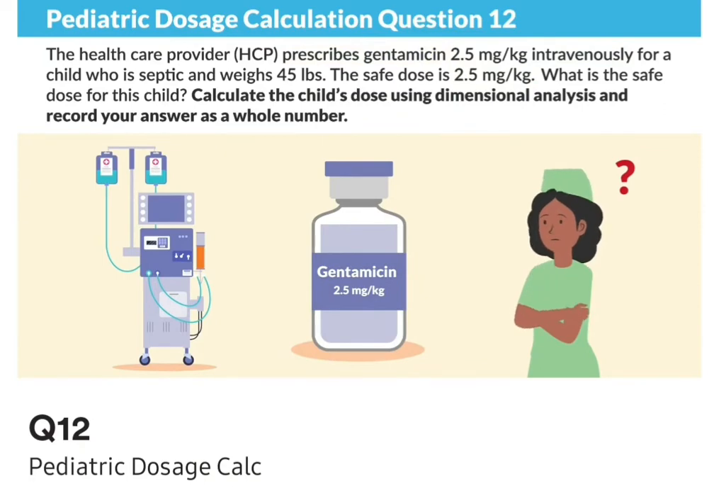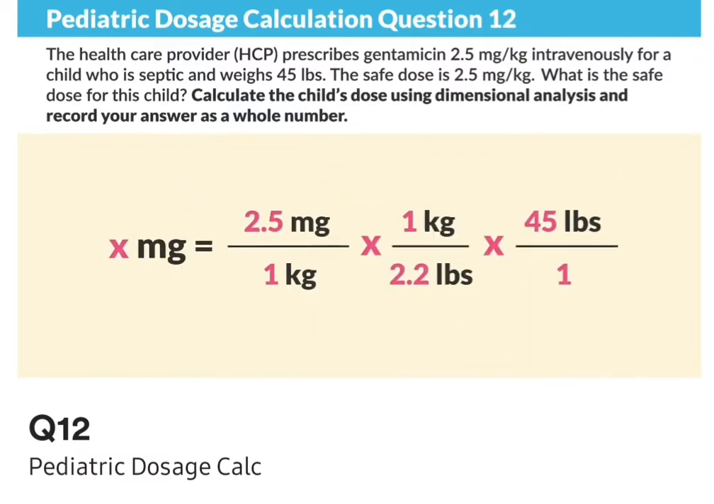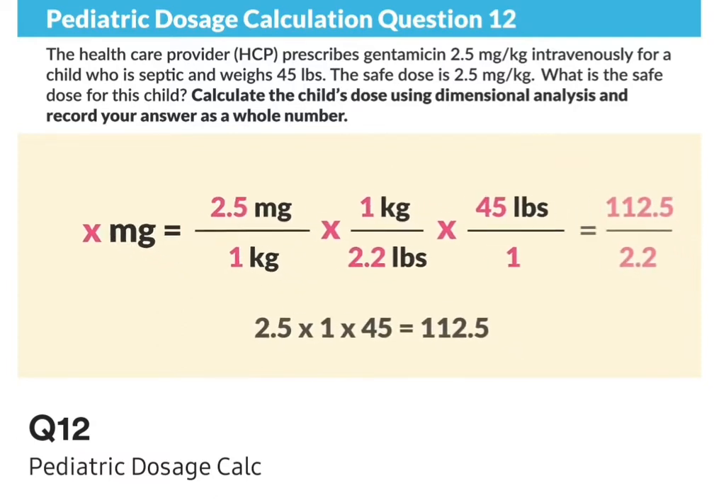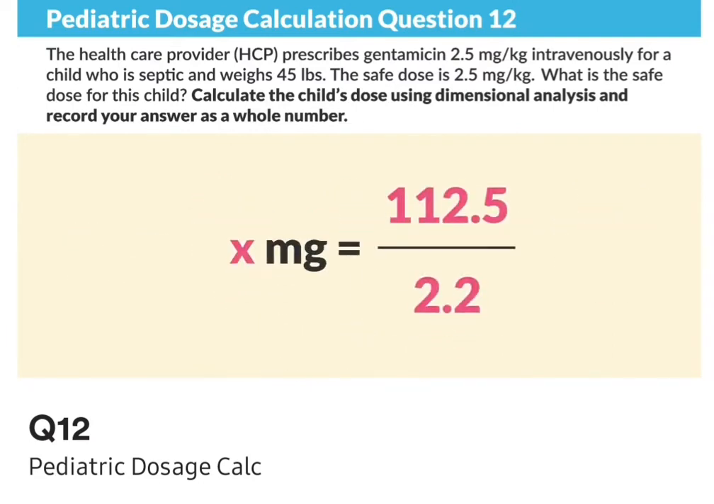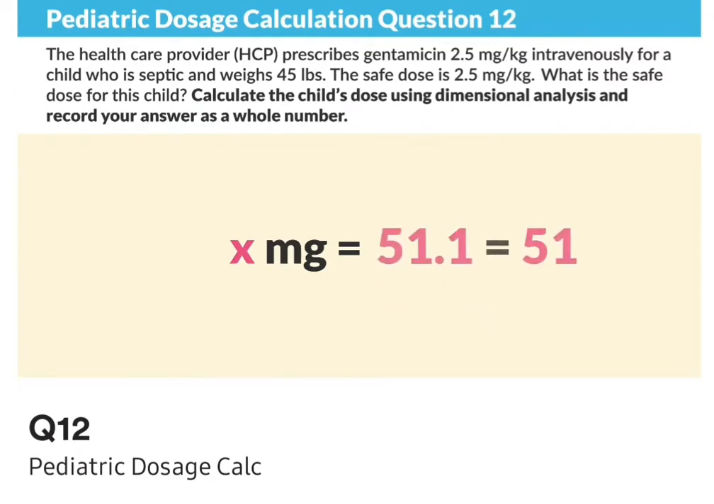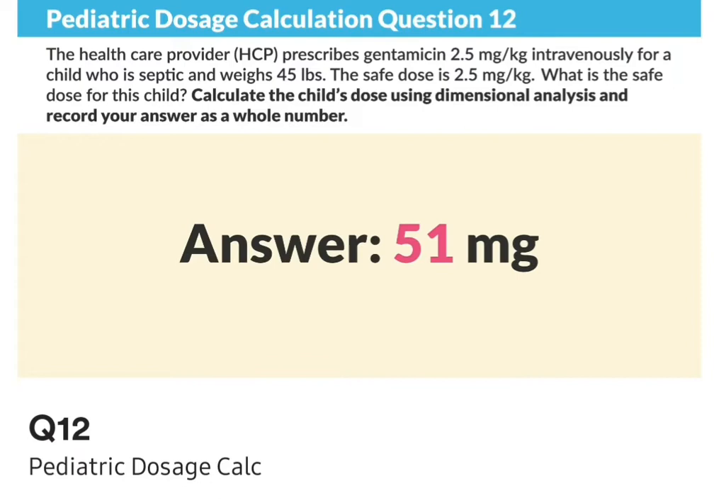So we always start with the safe dose range here. So we have 2.5 milligrams over 1 kilogram and 1 kilogram over 2.2, and then simply plug in the child's weight, 45 pounds over that one dose. So we multiply across and on the bottom. So we get 112.5 over 2.2. So we get now 51.1. Remember, we are not rounding here. So we simply have 51. So our correct answer is 51 milligrams.